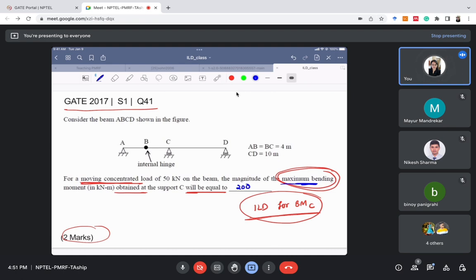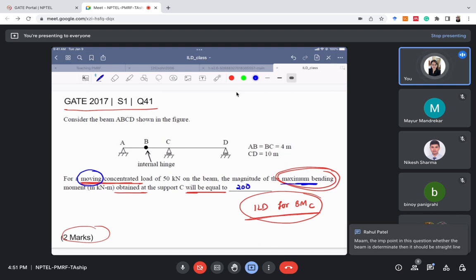See, in recent years they are not directly asking that you have to draw the ILD and then do something, but simply by seeing if a moving load is written, it means that you have to draw the ILD.